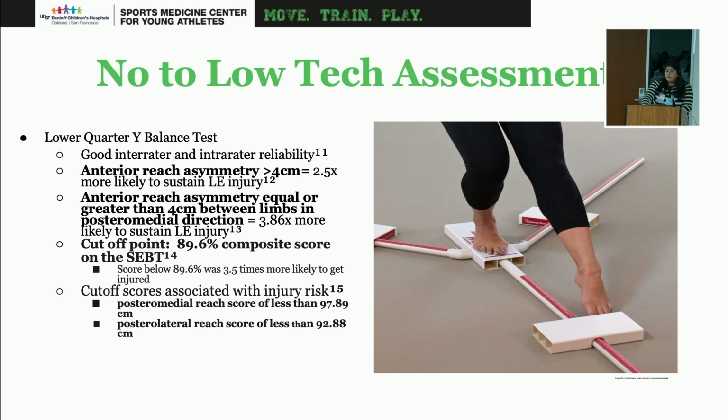According to Butler et al., the cutoff composite score was 89.6% for the college football players they specifically assessed. So a little bit on the older side in terms of the adolescent population. And lastly, according to Al-Khatami et al., athletes with a posterior medial reach score of less than 97.89 and a posterior lateral reach score of less than 92.88 had a higher risk of sustaining a lower extremity injury.